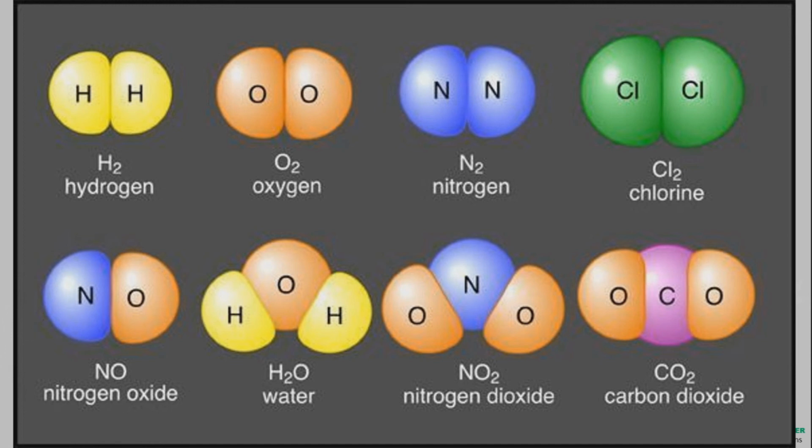Whereas compounds are composed of 2 or more different types of atoms. That is the only difference between molecules and compounds. For molecules, it is possible for it to be composed of 2 of the same atoms. While for compounds, it should be 2 or more different types of atoms.